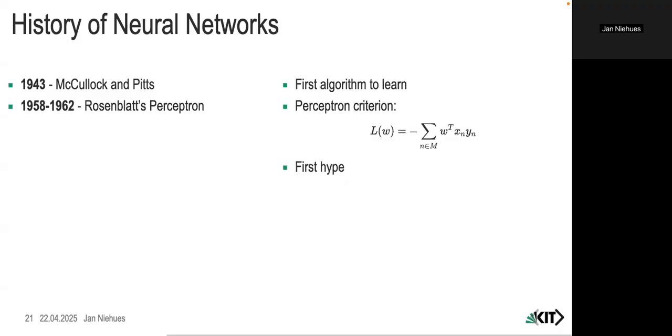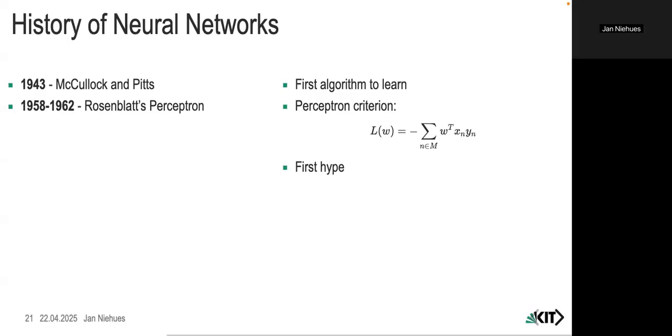Then there was the first type of learnable neural network, the Rosenblatt perceptron, where you were able to learn these neural networks. So now the weights are no longer defined as before, but you have the learning. You have your x_n, which is your training data, and your y_n, which is your label, and you learn the weights by minimizing some type of loss. And this gave a first hype, at the beginning of the 60s, quite a long time ago, where people started to get interested.